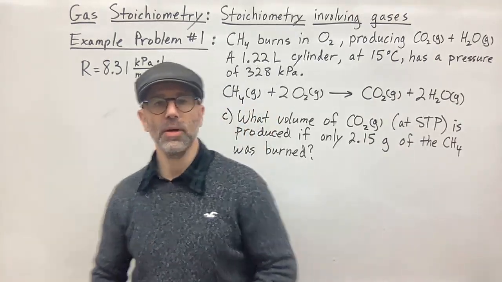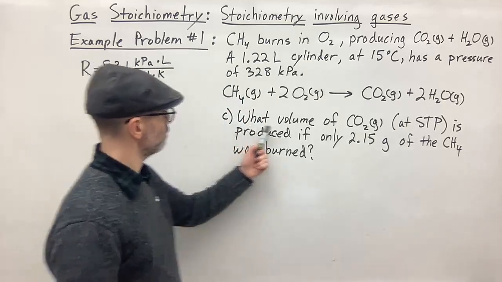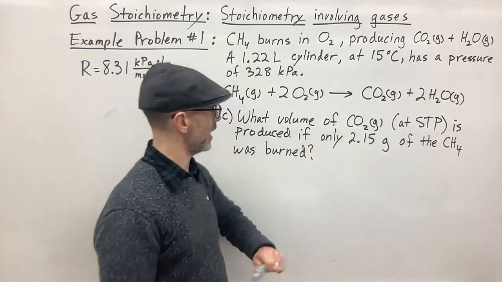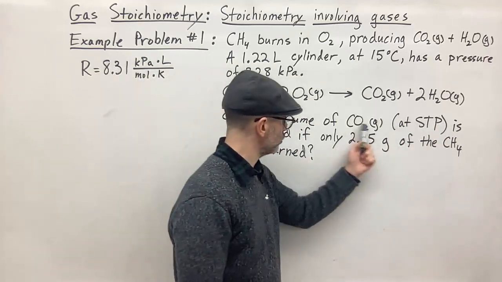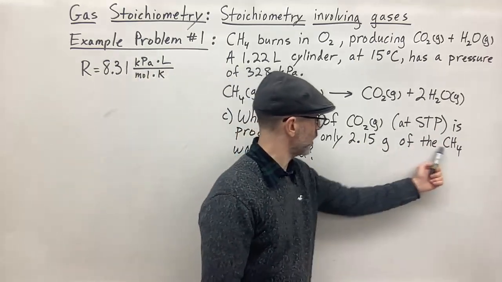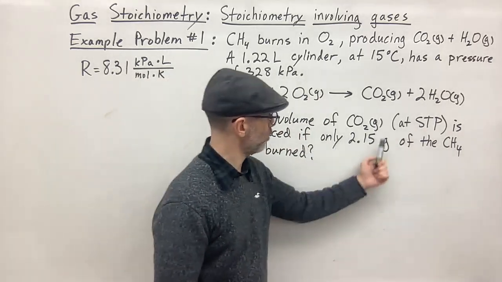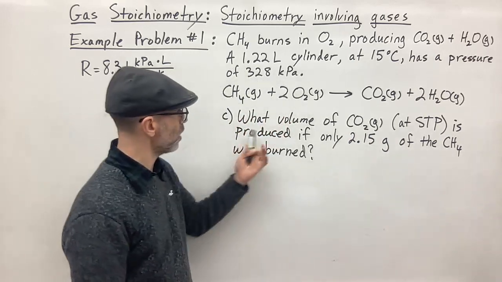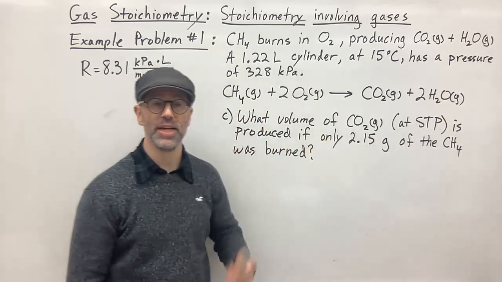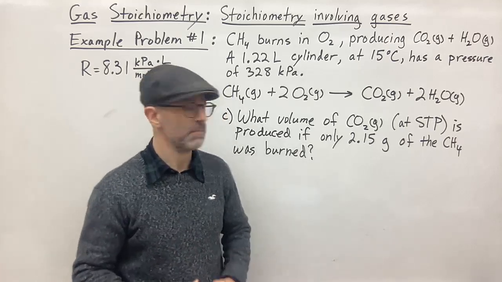Okay, so part C is asking us what volume of CO2 gas at STP is produced if only 2.15 grams of the CH4 was burned. So we're given 2.15 grams of CH4, and we want to know what volume of CO2 would be produced at STP. So there's a couple of ways you could go about this.